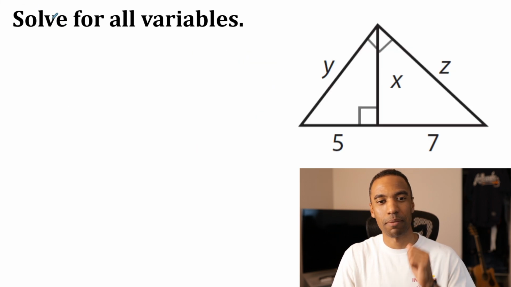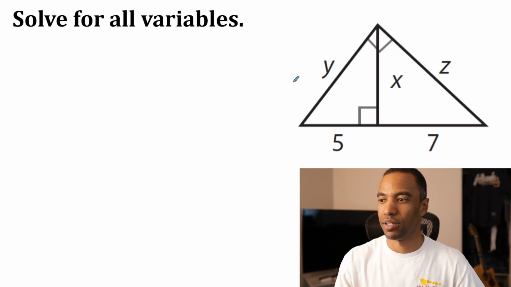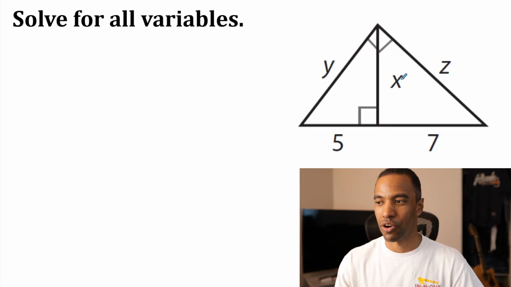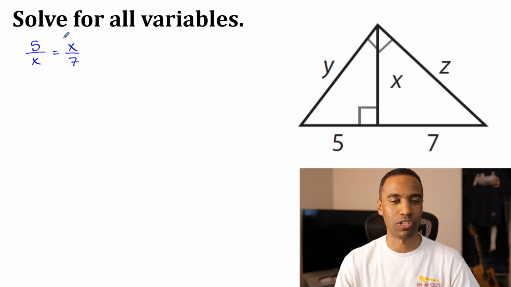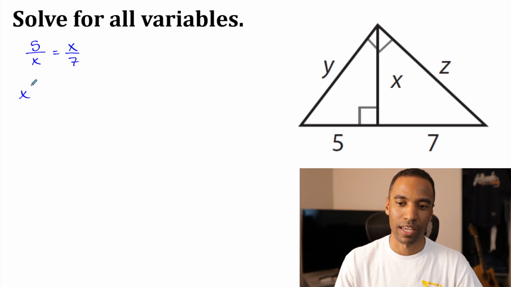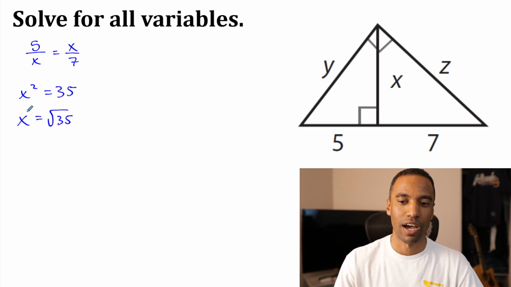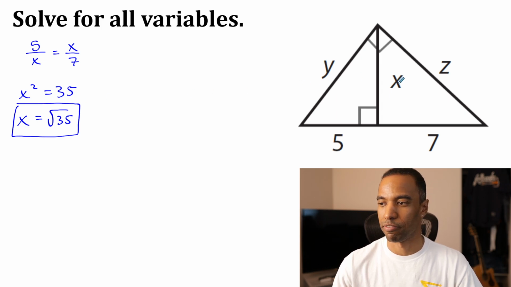All right, 2 more examples right here. I got another one. Let's solve for all variables. As you know, I'm going to go for x first because x is the geometric mean of 5 and 7. So we have this set up here. Let's go ahead and cross multiply, and we'll get x squared equals 35. Take the square root of both sides. You'll get x equals the square root of 35. Unfortunately, it doesn't simplify any more than that, so we'll get square root of 35.